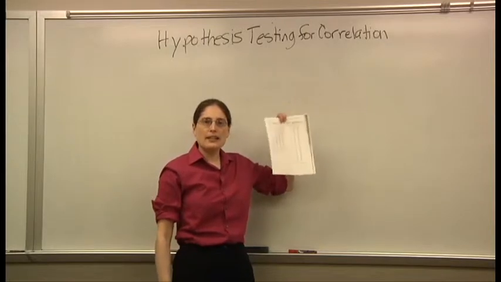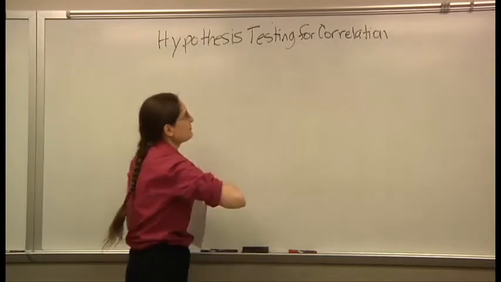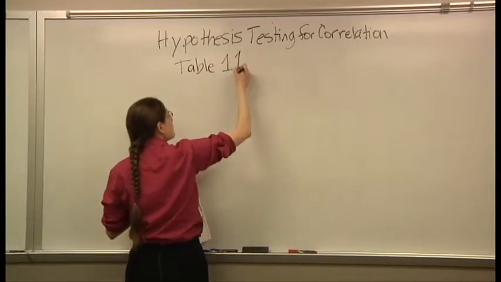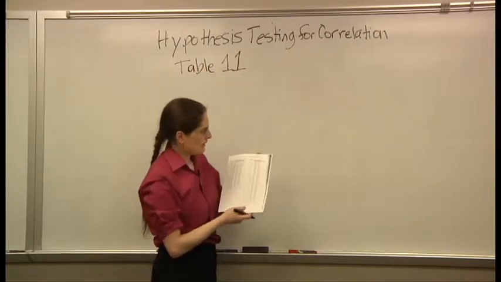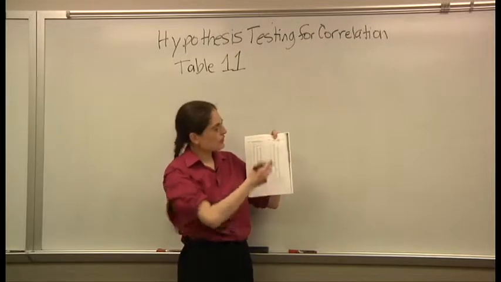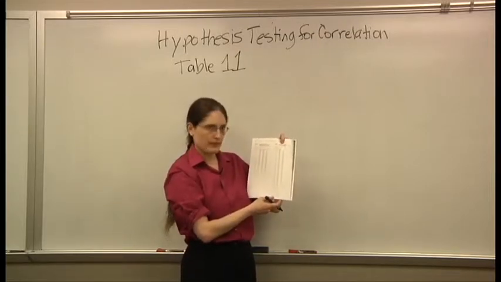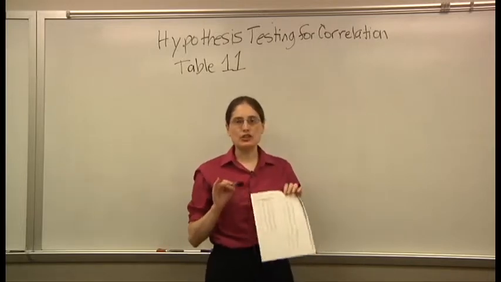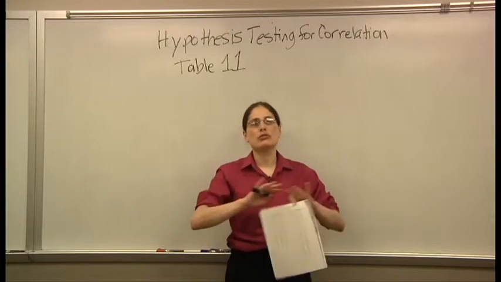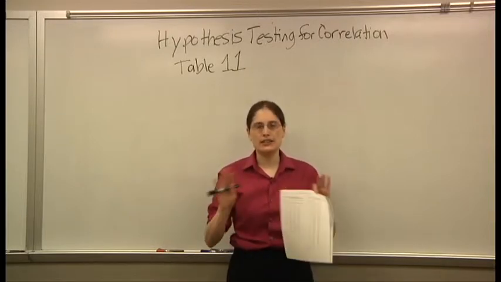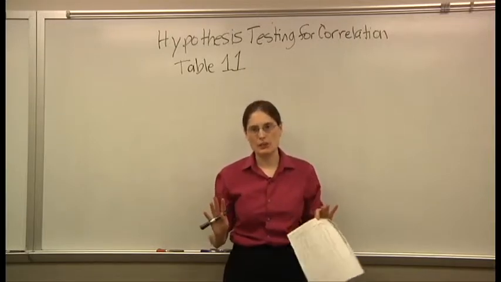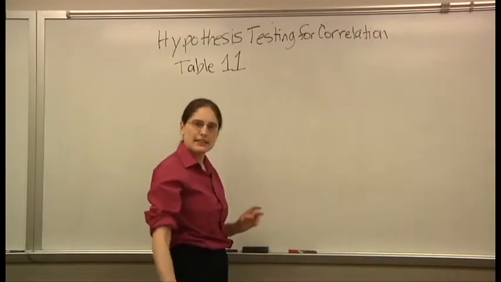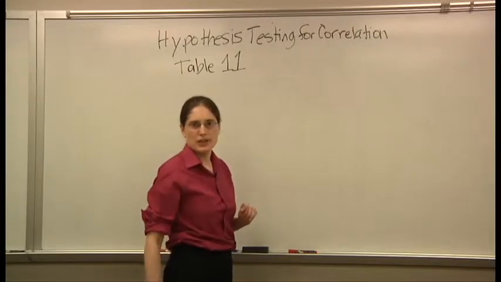So, pull out Table 11. It says critical values for the Pearson correlation coefficient. And what this table does is it lets you do a hypothesis test really easy. This is like instant hypothesis test, just add water. What are the steps to doing a hypothesis test?